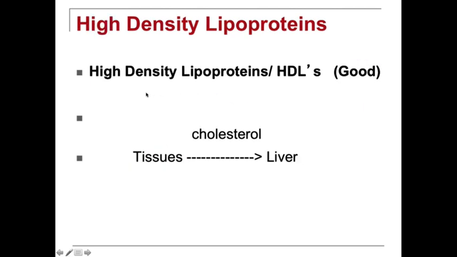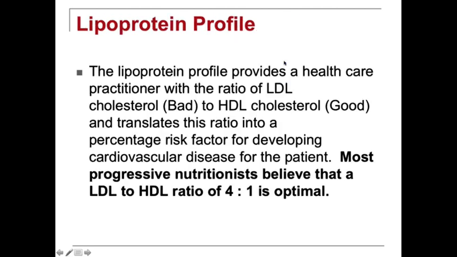HDLs, or high density lipoproteins, have the good reputation. This is the cholesterol going from the tissues back to the liver. These have antioxidant properties. So LDLs are not bad. It's just that when they become oxidized, they become bad. We want to try to have about a 4-to-1 ratio between LDLs to HDLs.